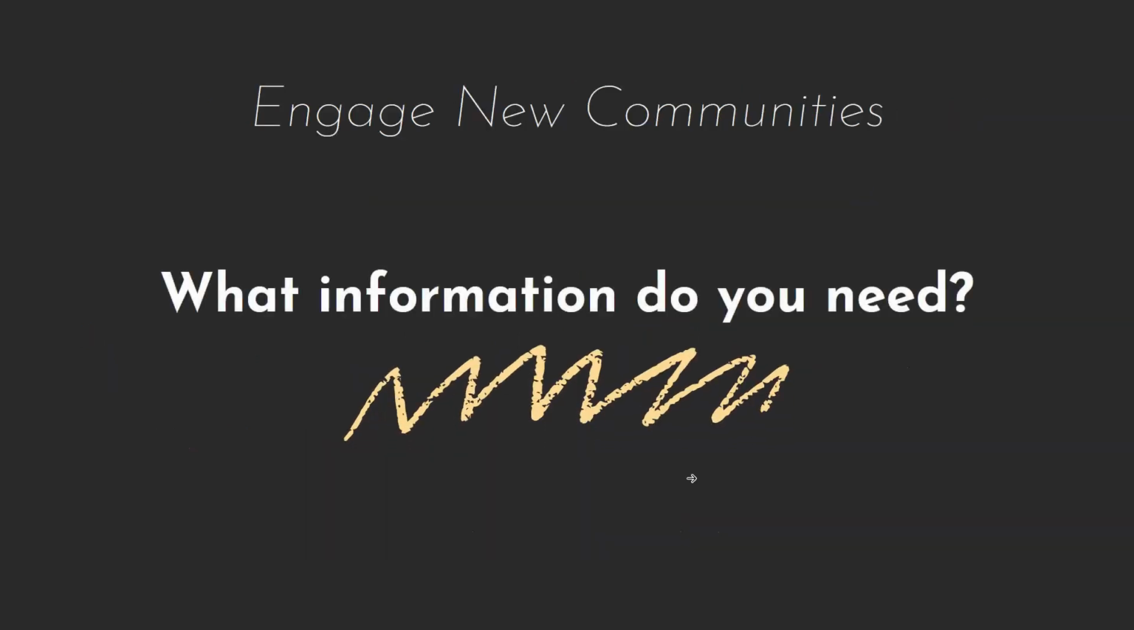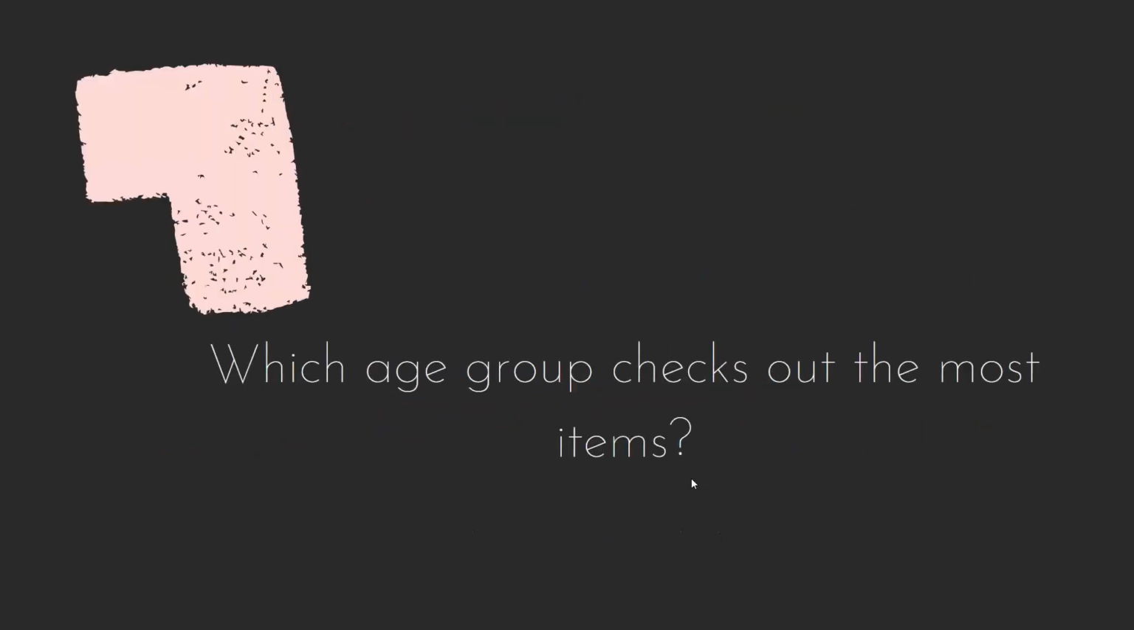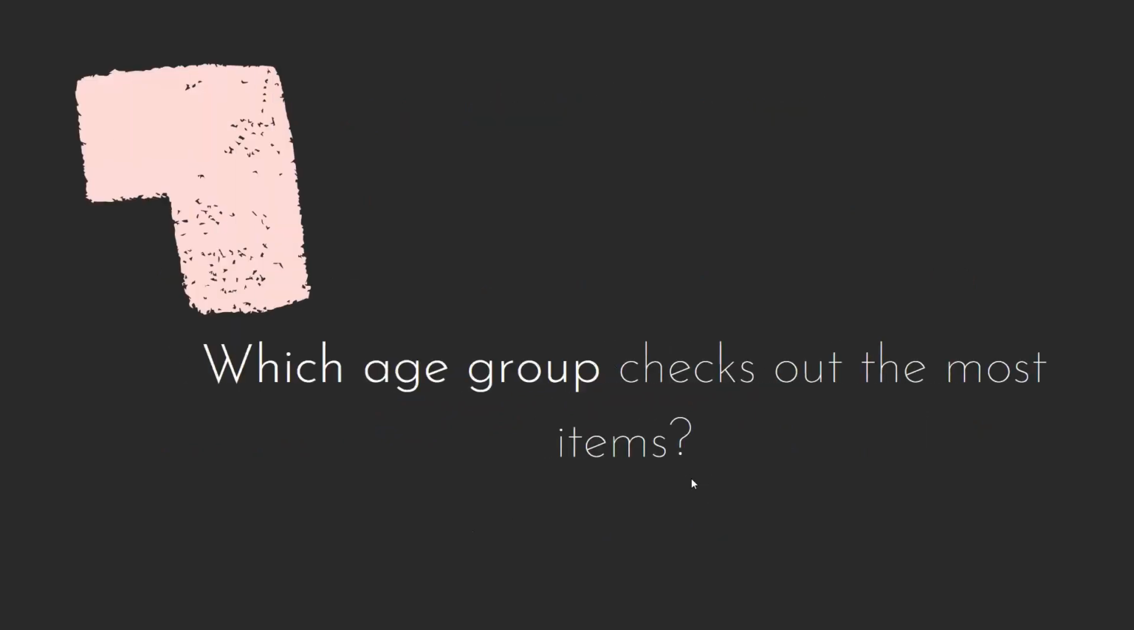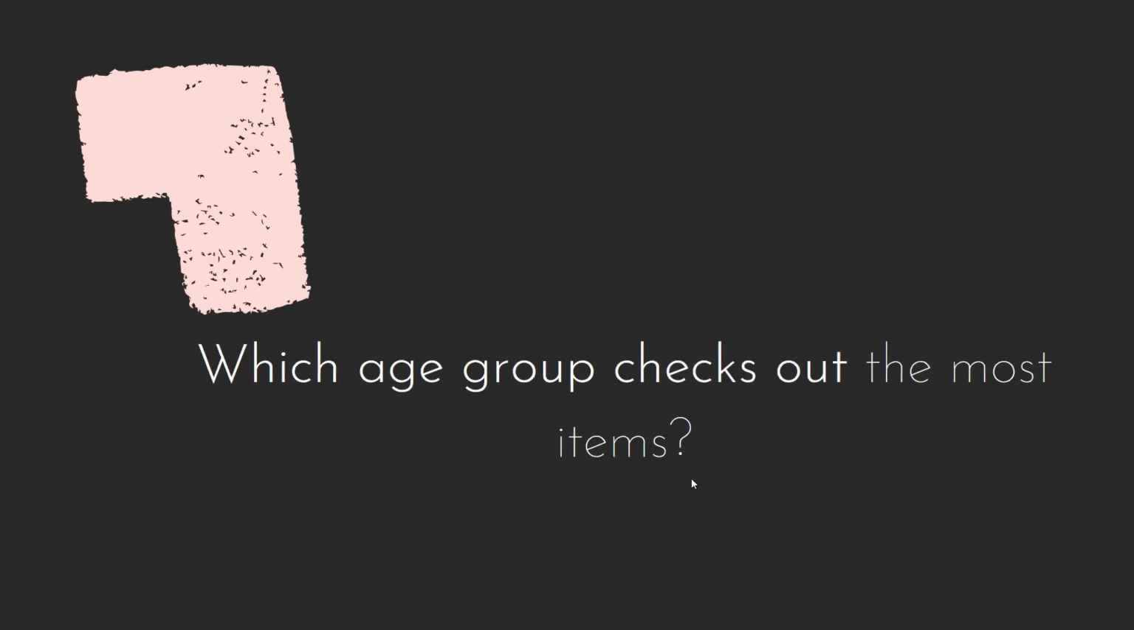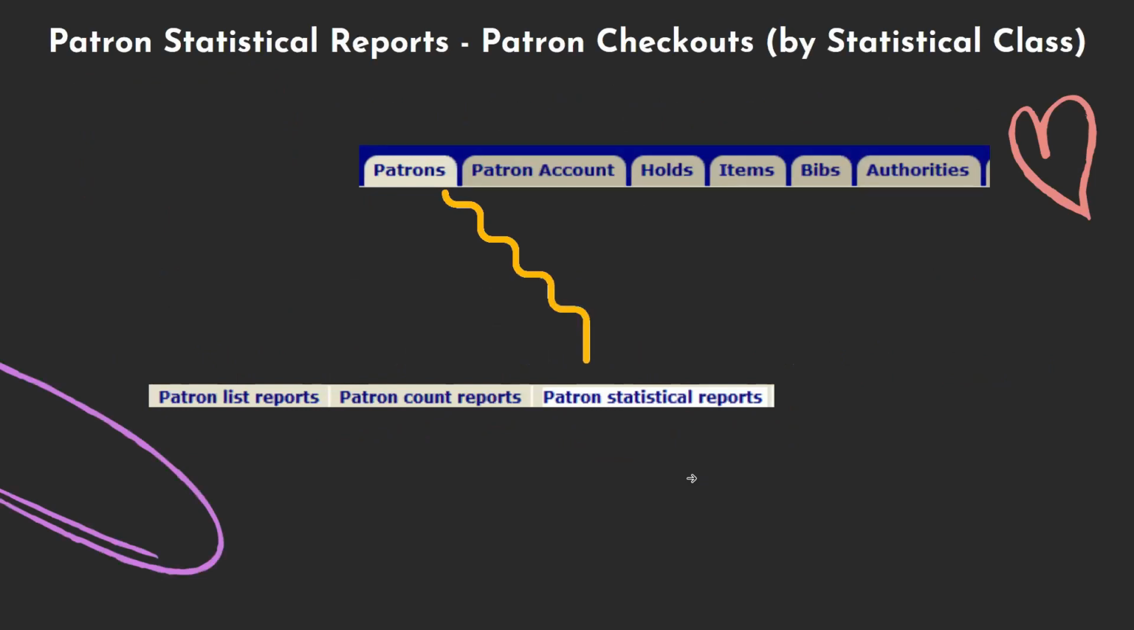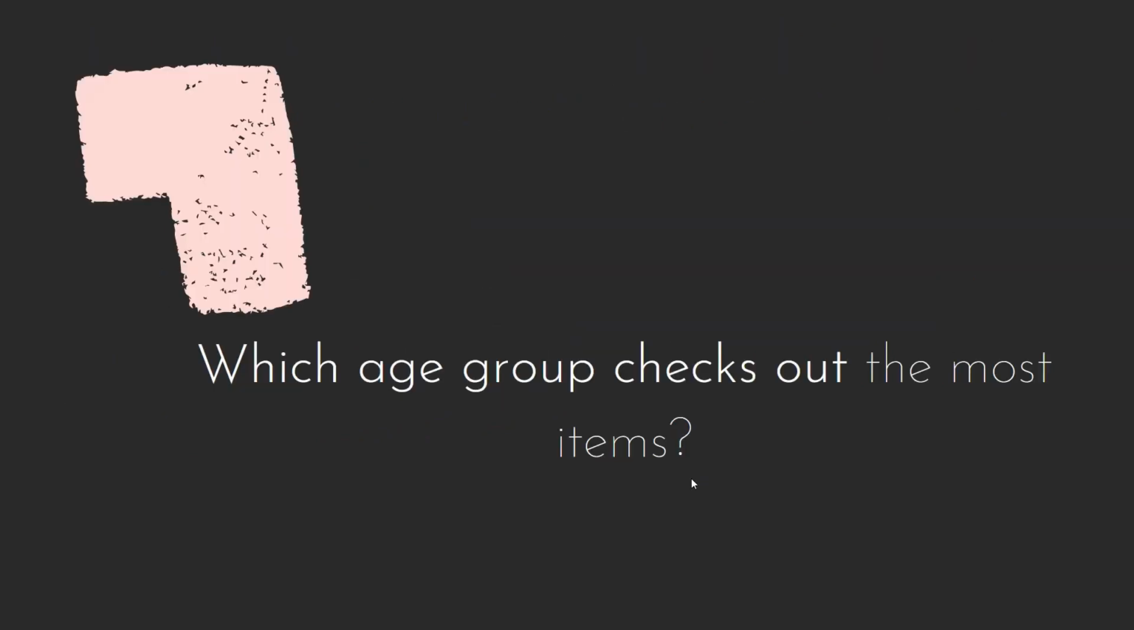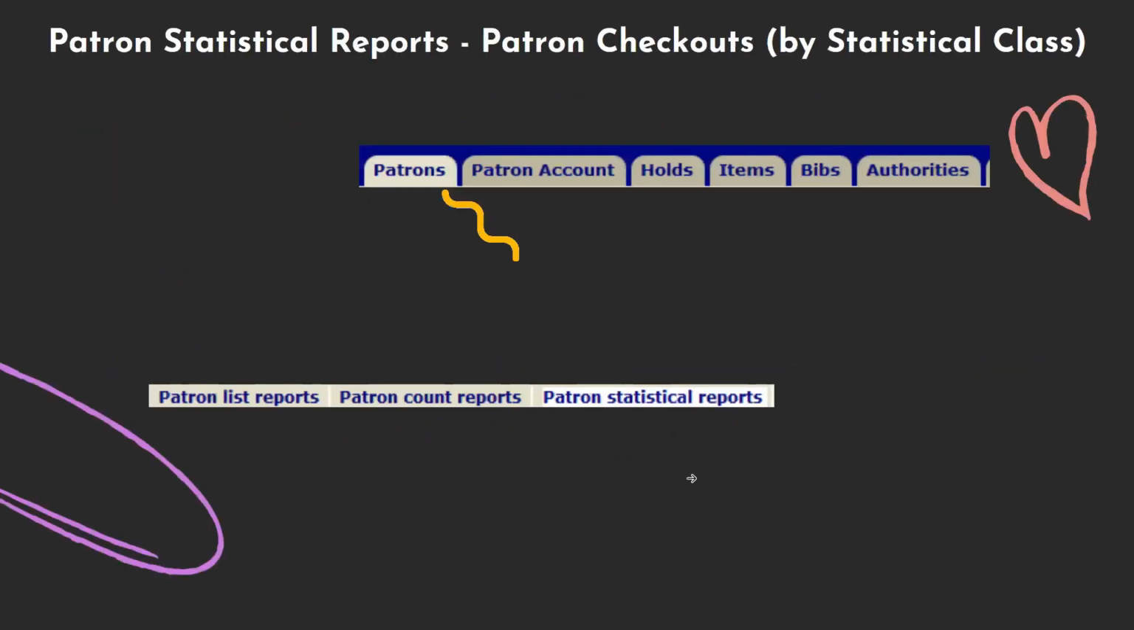Okay, let's try out another thing. What else can we get? Which age groups? We're going to do checkouts this time. And items is in there, so it's a trick question. I didn't highlight items. We can technically pull this out of the items or patrons tab, but because we're dealing with age groups and thus people and patrons, we're going to work out of the patrons tab and statistical reports.